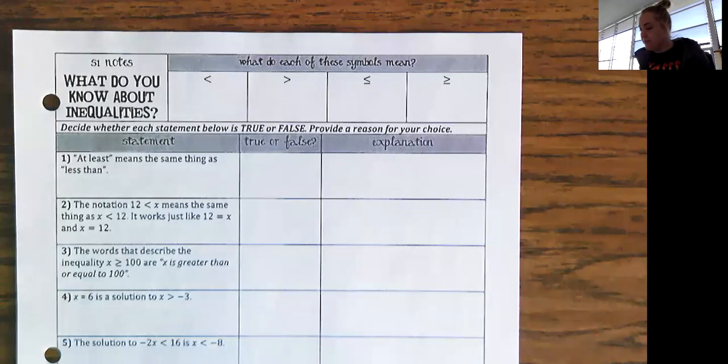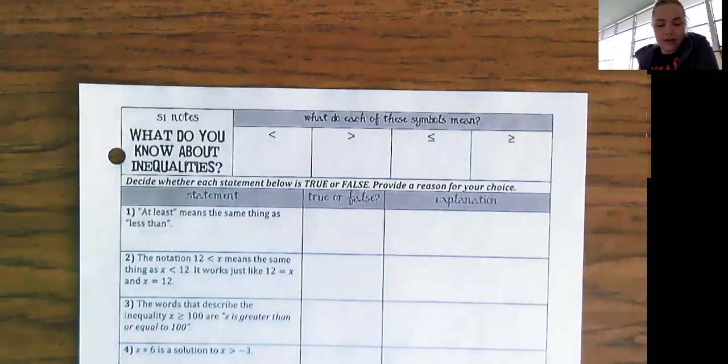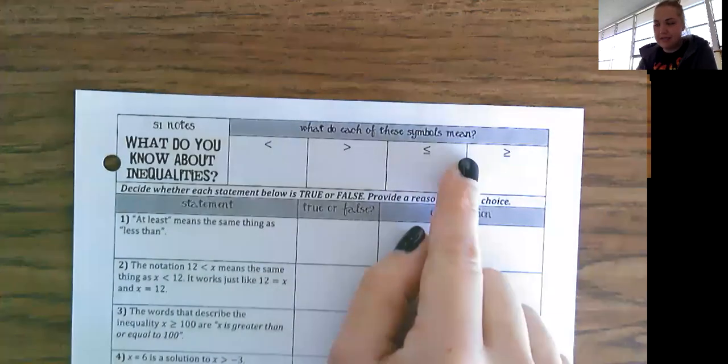All right, ninth graders, we are looking at page 36 in your math binder. So pull this page out of your binder. It is called, What Do You Know About Inequalities? So let's start at the very top here and remind ourselves, what do each of these symbols mean?